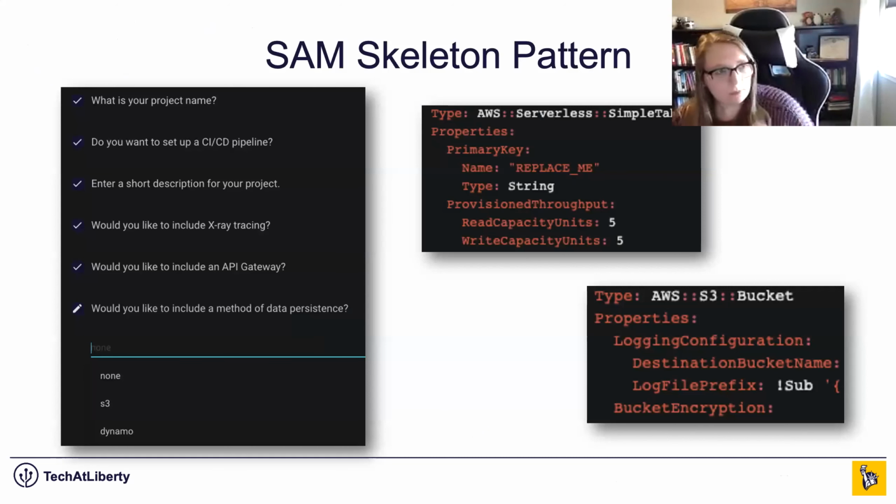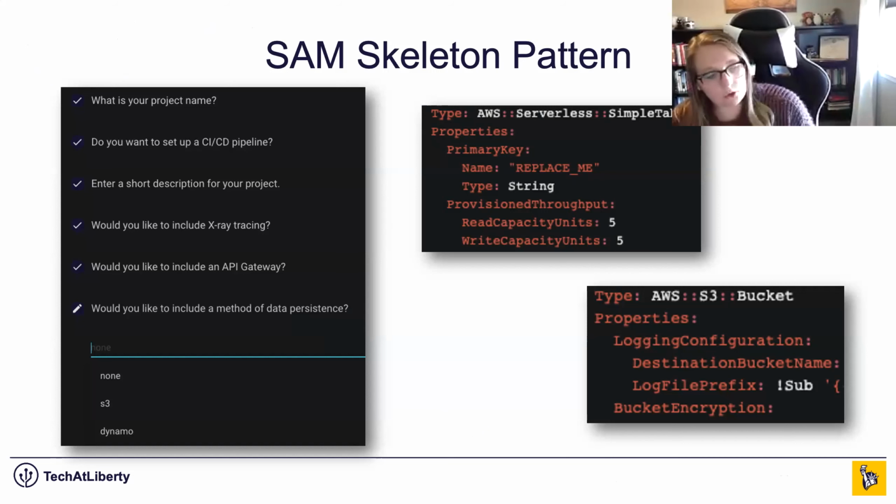So this is pretty simplistically what it looks like. On the left-hand side are all the questions that we ask. What's your project name? Do you want that CI/CD pipeline? And then we ask some things specific to your project. We allow for X-Ray tracing on your Lambda function if you want it. We ask if you want an API Gateway. And then we ask if there's a storage solution you want to use, such as S3 or Dynamo, or you don't have to include any.